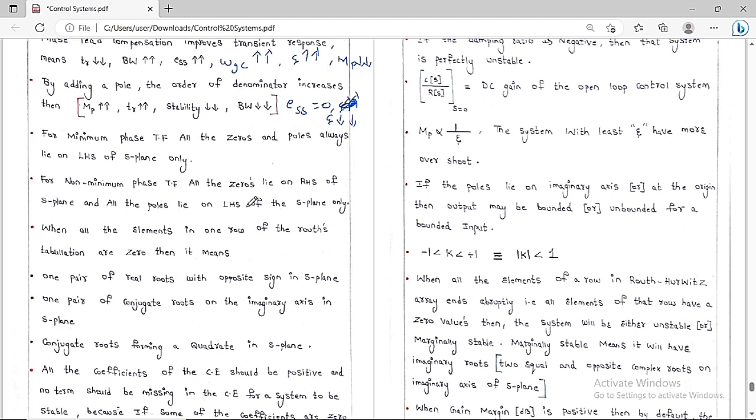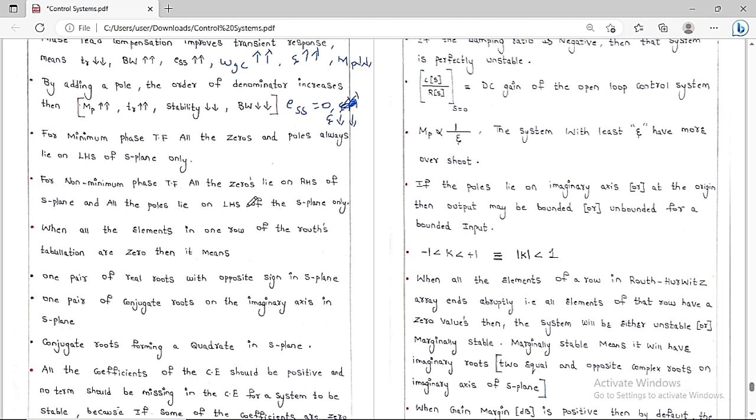Whereas for the non-minimum phase transfer function, all the zeros should lie on the LHS of the S-plane, whereas all the poles should lie on the LHS of the S-plane. So this point you always have to keep in mind. We can say, for a minimum phase transfer function, all the zeros and the poles should always lie only on the LHS of the S-plane, whereas for the non-minimum phase transfer function, all the zeros should lie on the LHS of the S-plane, whereas all the poles should lie only on the LHS of the S-plane. So you always have to keep this in mind.